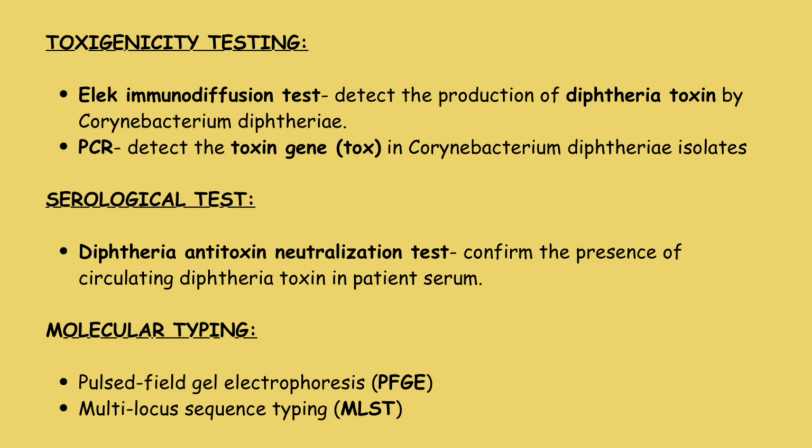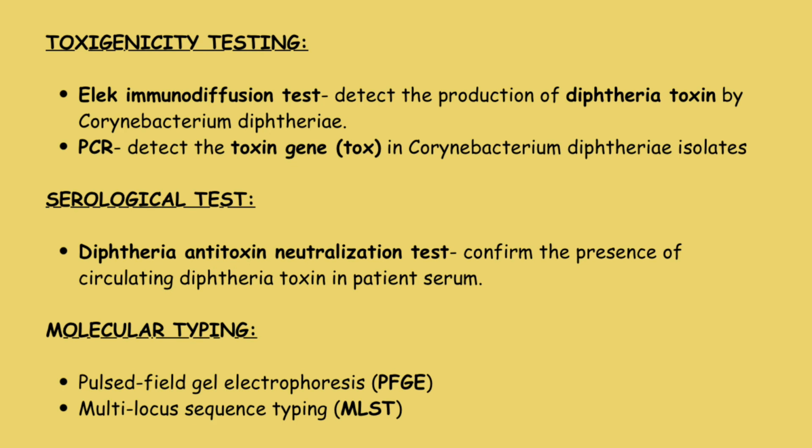This is a very rapid and sensitive method of toxigenicity testing. Serological tests such as the diphtheria antitoxin neutralization test are used to confirm the presence of circulating diphtheria toxin in patient serum. So this test involves incubating the patient's serum with a standardized amount of diphtheria toxin and then measuring the residual toxin activity. So a reduction in toxin indicates the presence of neutralizing antibodies against diphtheria toxin.